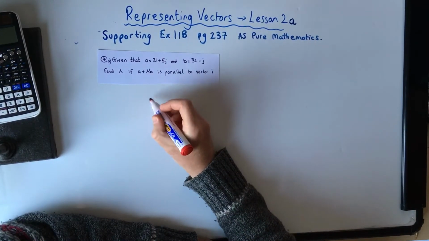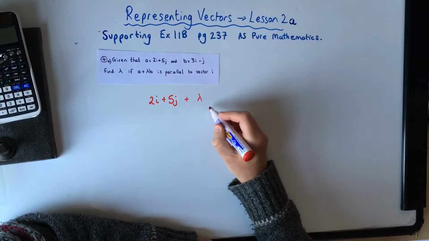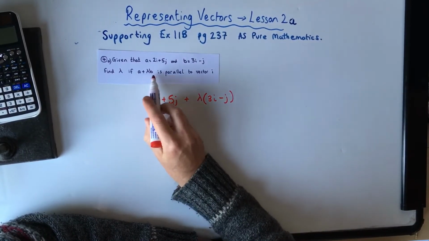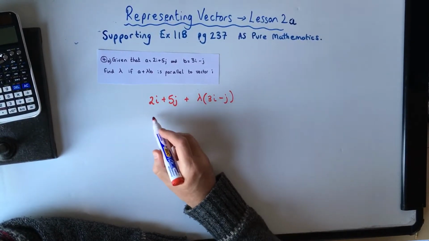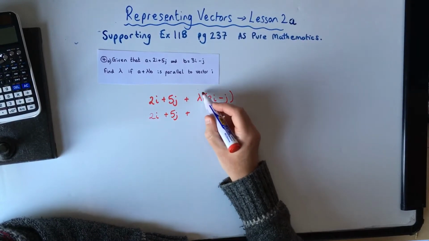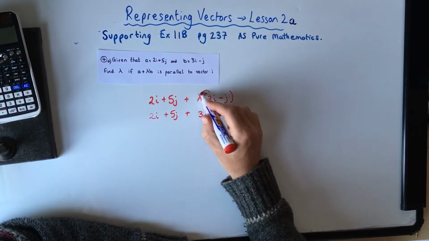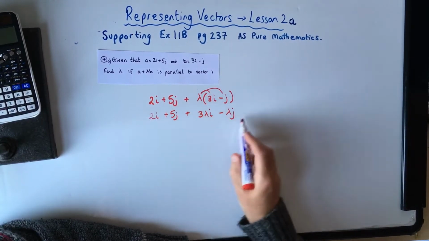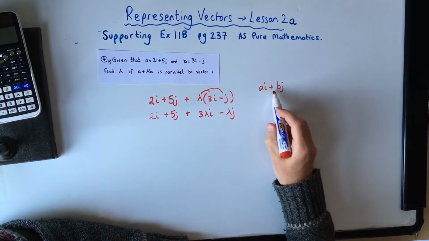So this is saying a is 2i plus 5j, and we're adding some multiple, so lambda times 3i minus j. So this sentence here, a plus lambda b, is a plus lambda b. There it is. Now, what we can do with this one is we can multiply out this bracket. So 2i plus 5j plus, just like we would normally, lambda times 3i is 3 lambda i minus lambda j. Okay. And we want to change this into one vector in the form of ai plus bj, so some number in front of i plus some number in front of j.